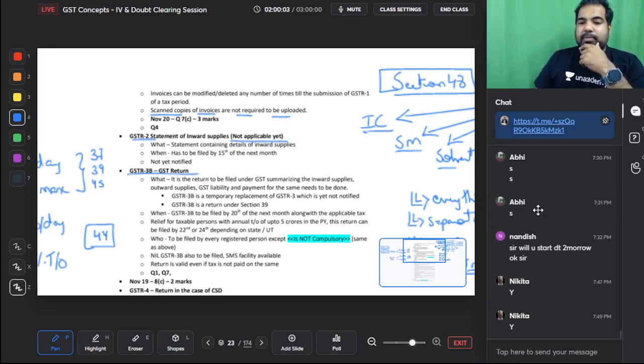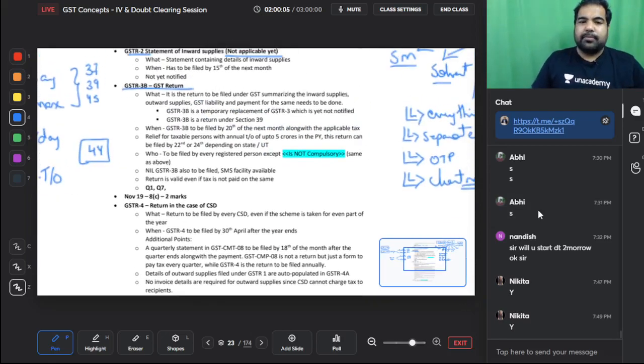GSTR 3B is the main section, section 39. This is summary of all the inward, outward payment, etc. It's a temporary replacement of GSTR 3. By 20th of the next month, you have to file this. In case of quarterly return, I'll tell you the date later. It has to be filed by every person except is not compulsory. SMS facility is available for nil, and return is valid even if tax is not paid on the same.